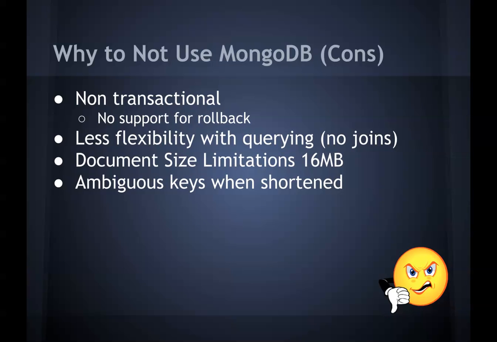Why should you not use MongoDB? Well, it's non-transactional, so you can't use it for things like complex updates, and you can't do rollbacks. There's less flexibility with querying, as in there are no joins. So you can't join one collection to another collection, but if you design your documents in a manner that you really need them, you don't really need to do that anyways, because everything that gets pulled back, you're pretty much going to have anyways.